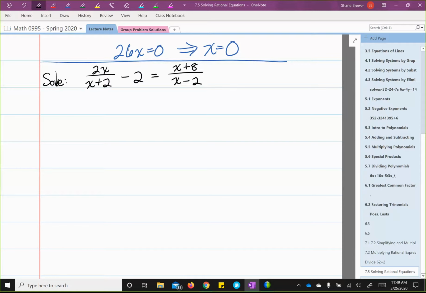All right, so the method we're going to use is we're going to look at all the fractions and we're going to say, what's the common denominator? And of course, the common denominator is going to have an x plus 2 in it and an x minus 2 in it.